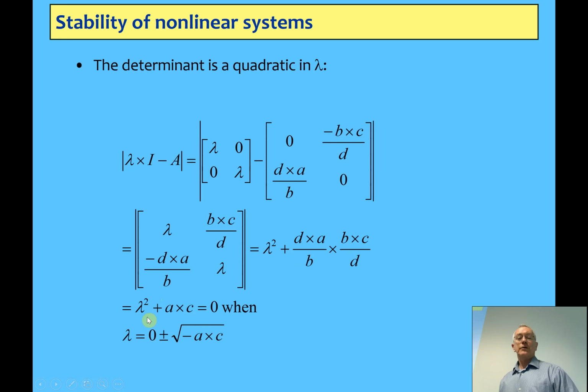And you say, what's the solution to lambda? Well, you find its solution is 0 plus or minus the square root of minus a times c. Now, because it's 0, what that's telling you is the magnitude of the gap between the equilibrium and your deviation is going to remain constant. Okay? Not going to change at all. So your deviation is going to be constant.